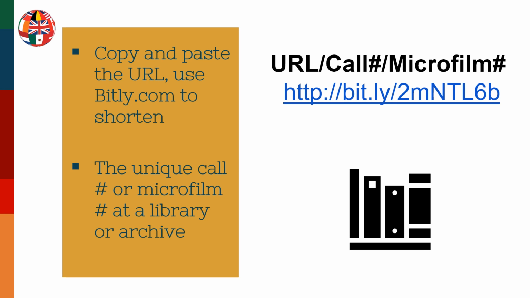Next, you will want to put a unique identifier such as the URL, a call number, or a microfilm number. One of the things that I like to do to make my research log neater is to use the website bit.ly.com to shorten long URLs. So if you are interested in doing that, go to bit.ly.com. It's a very simple website that will help you shorten some of those extremely long URLs and help your research log to look neater. If you have viewed a source at a library, then you will want to put the unique call number for that library or the unique microfilm number. Think of what information you will need to view that again.